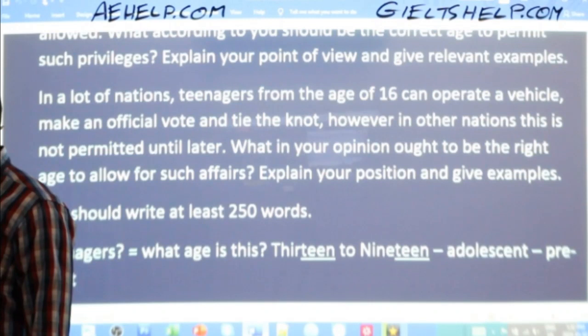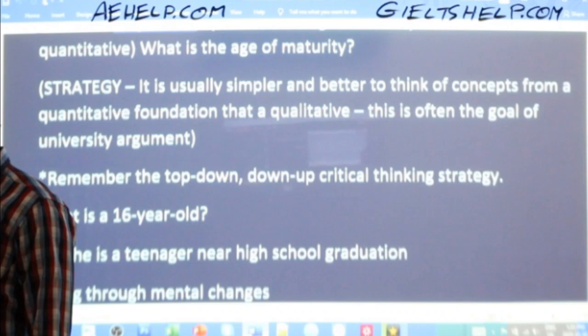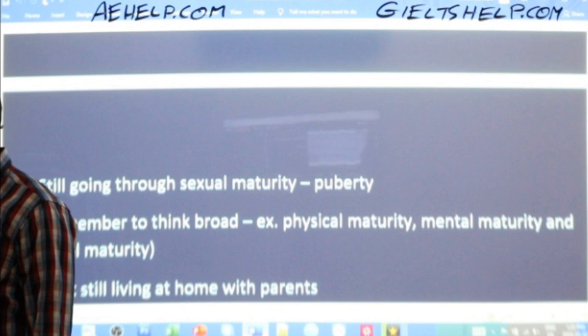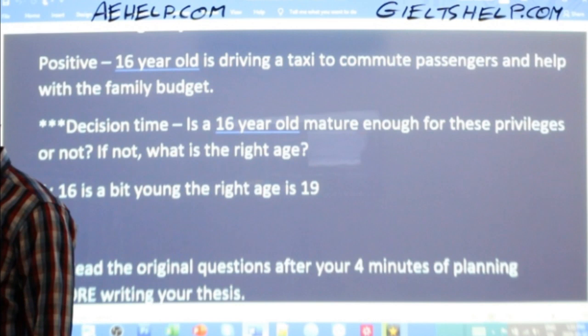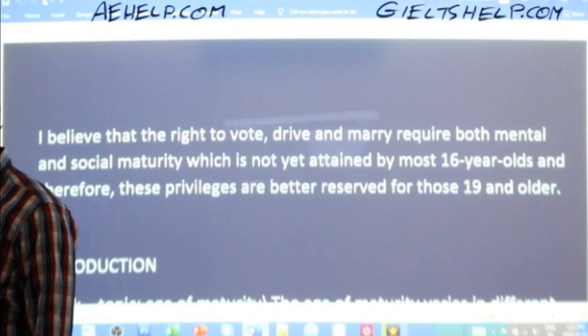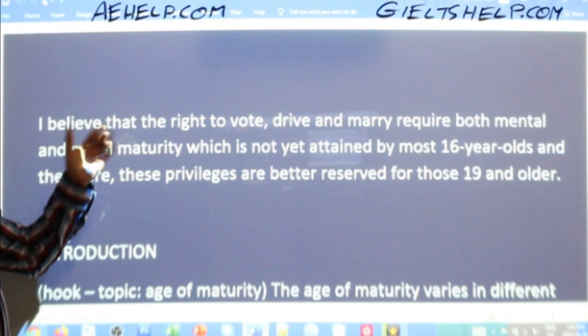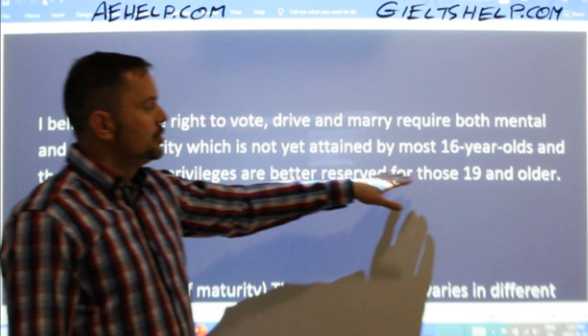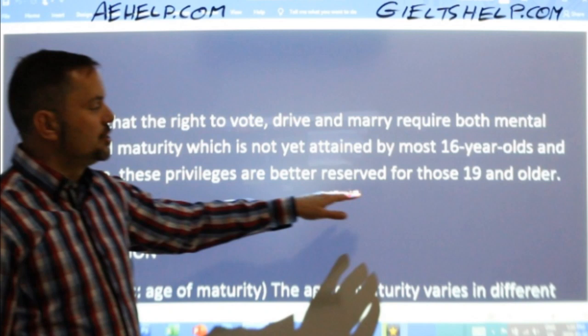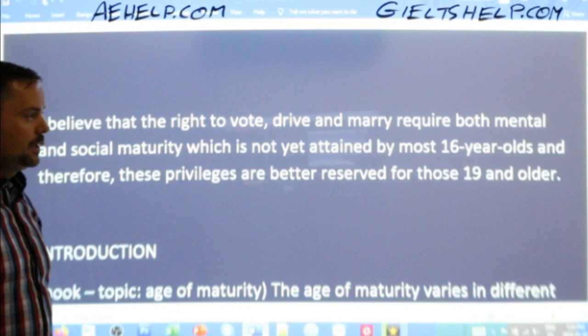So we planned the essay yesterday. We discussed the importance of maturity and what it means to be responsible, mentally, physically, and socially mature. This is just a quick review of yesterday's main points. And then we came up with a thesis statement. This is the one I wrote. Many of you wrote similar. I believe that the right to vote, drive, and marry require both mental and social maturity, which is not yet attained by most 16-year-olds. And therefore, these privileges are better reserved for those 19 and older.